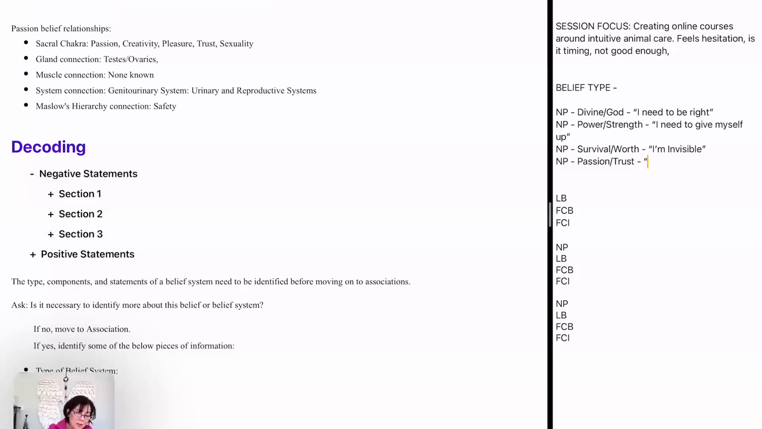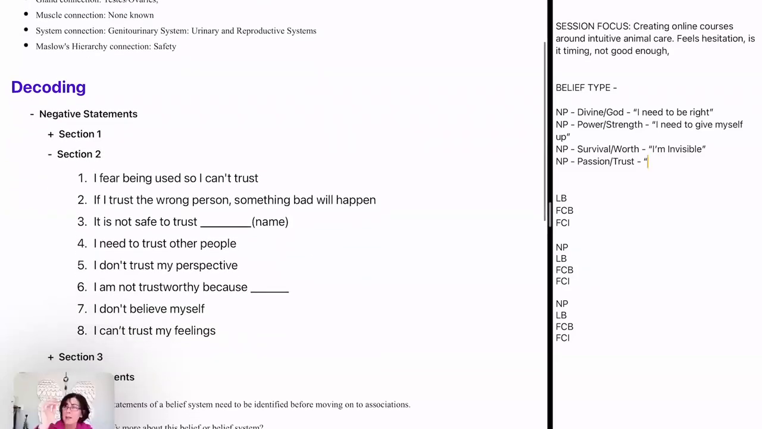Section 2, section 3. So we're in section 2. Okay, there's 8 of them. I'm just going to go down the list. Is it 1, 2, 3, 4, 5, 6, 7, 8, 6? I am not trustworthy because blank. We got to fill in the blank. Oh, I think the physical. I think I feel a physical limitation.